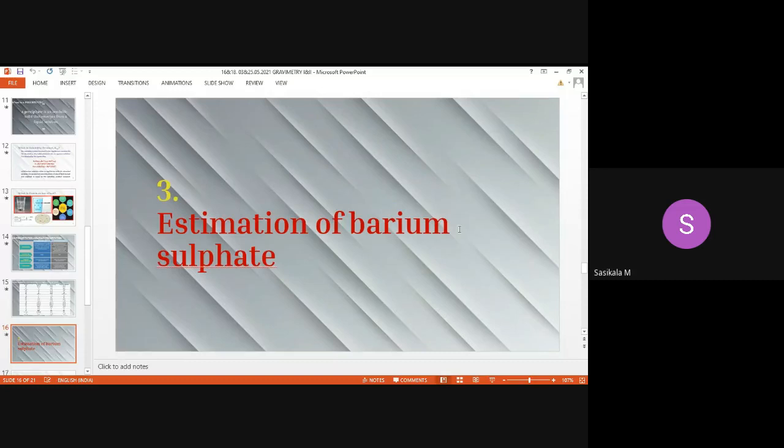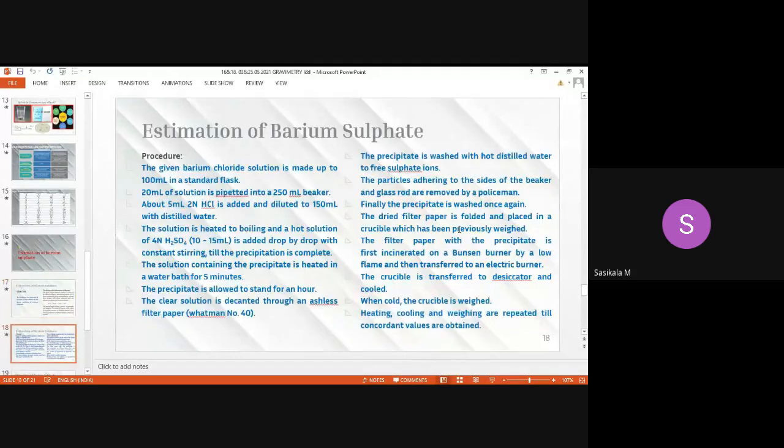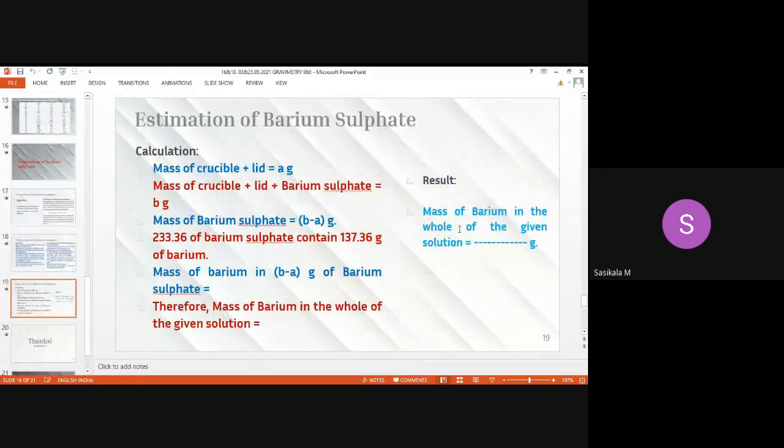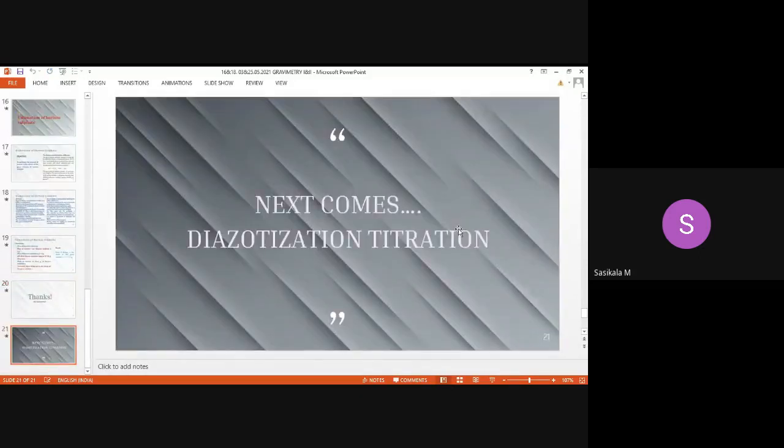Then we have seen estimation of barium sulfate. In that, procedure follows objectives, principles involved in the procedure followed for estimation of barium sulfate and how the calculation is made. So with this, we have completed the last class with the gravimetric method. So all the concepts have been discussed. Now let's move on to the diazotization titration. That is the second part.